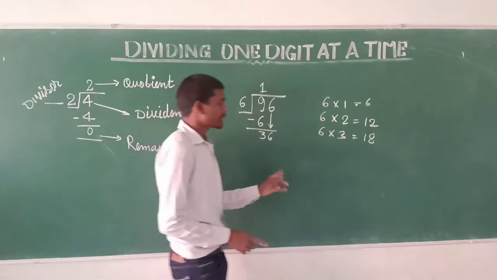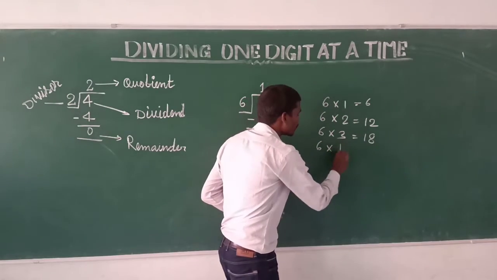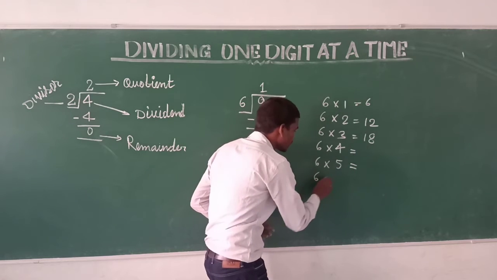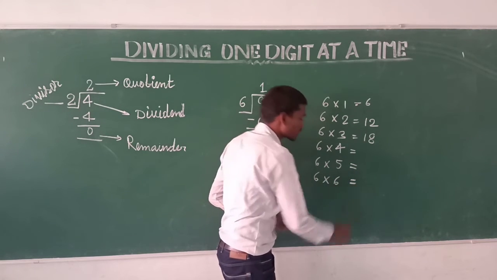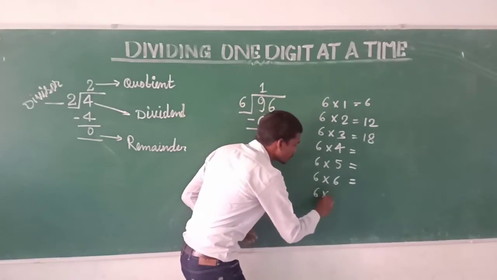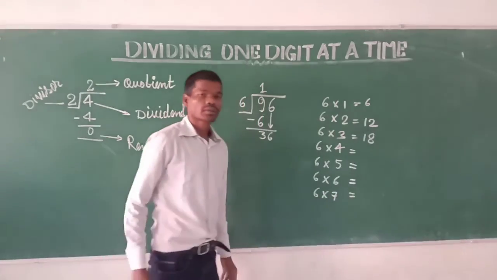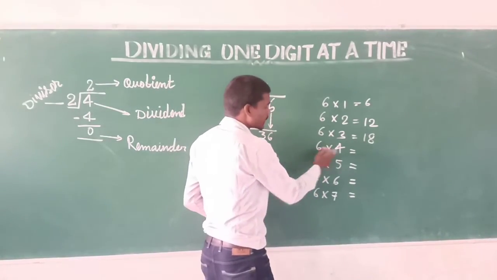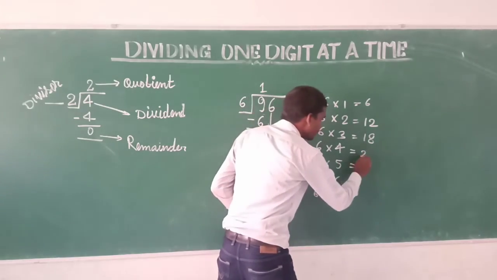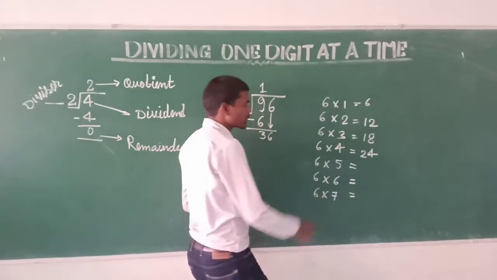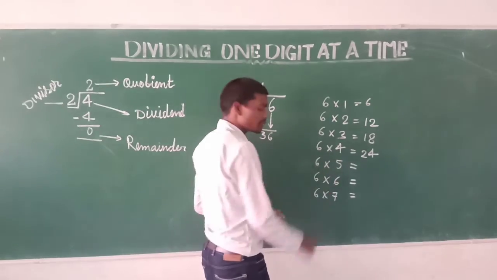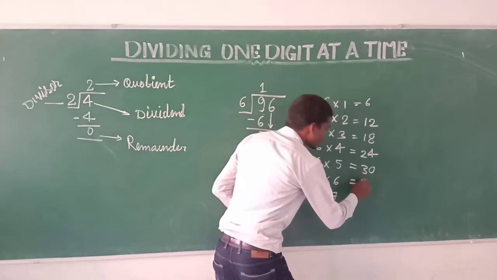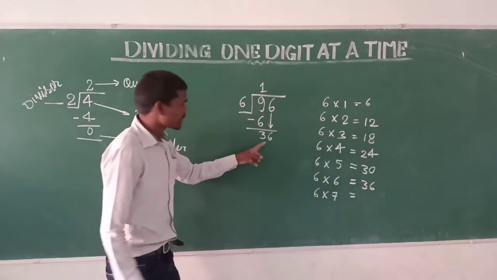Do we know the table or not? 6 into 4, okay, 6 into 5, then 6 into 6, okay, 6 into 7, okay, so like that you can go finish it, okay. Now 6 4s are 24, okay, 6 4s are 24, 6 5s are 30, and 6 6s are 36. Oh yes, 36 is there.